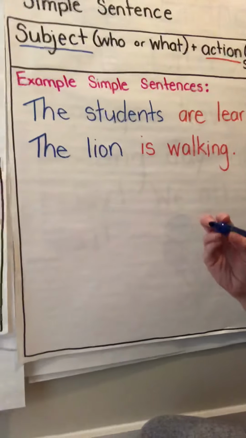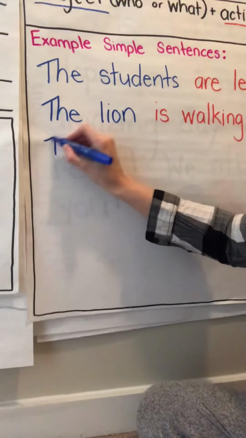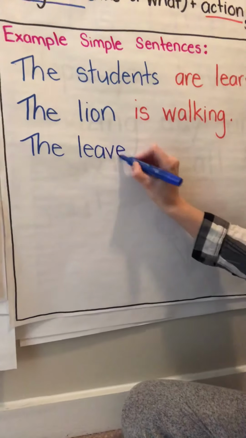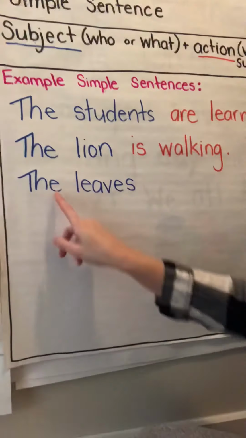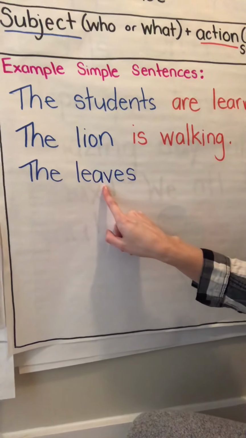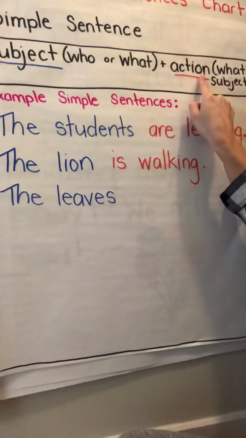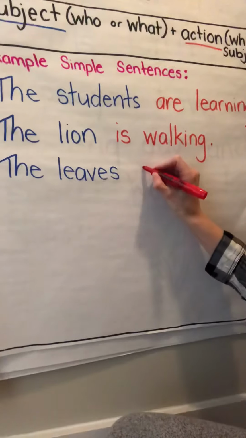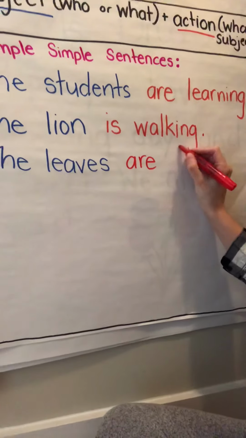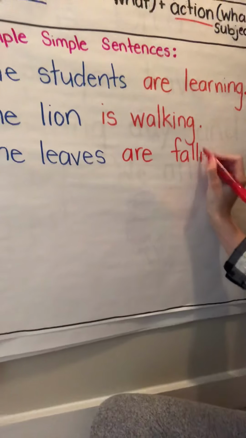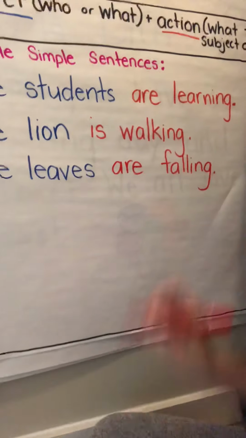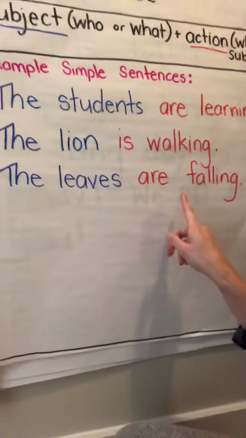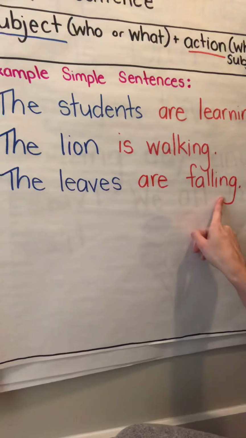Let's do two more. So again, I'm starting with my subject, the leaves. So I know that this sentence is going to be about leaves. But I'm not finished yet because I need my second part for my simple sentence, my action, what the leaves are doing. So the leaves are falling. Now I finished my simple sentence. I have my subject, the leaves, and what they're doing, the action, they're falling.